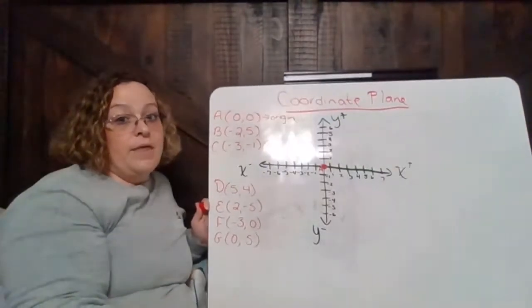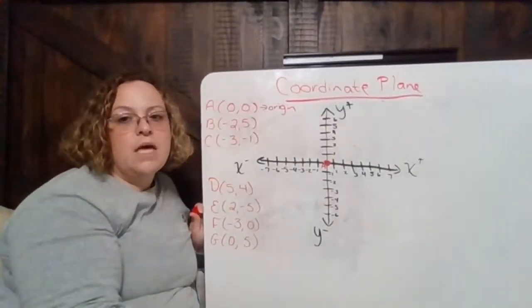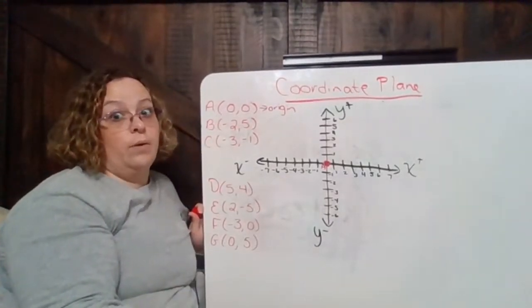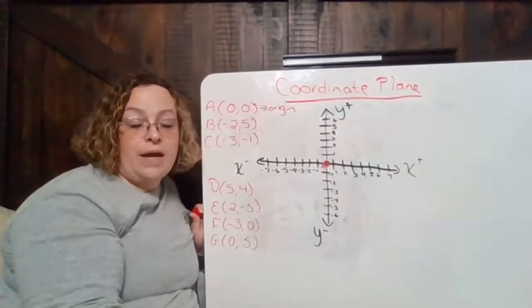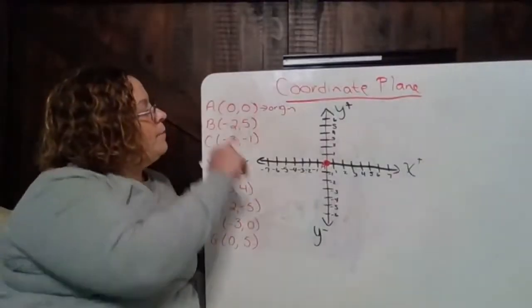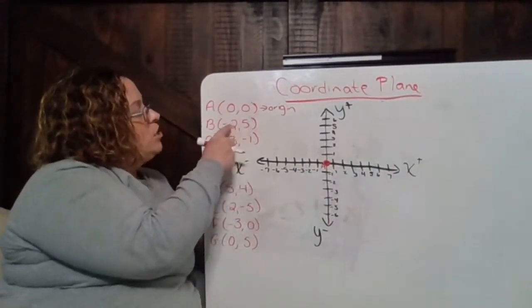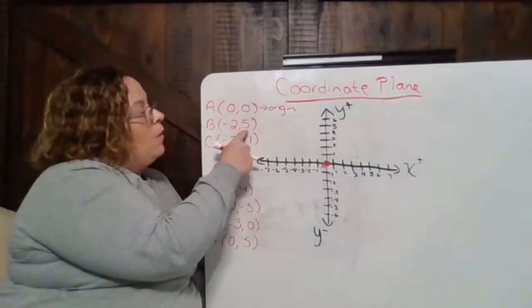Okay, you got to remember that because they're going to say if the point is at the origin, you got to know what that means. They're not just going to say at 0, 0 or where they cross. They're going to call it by its actual name, which is the origin. Okay. All right, now B, -2, 5. So this means my x is -2. My y is 5.